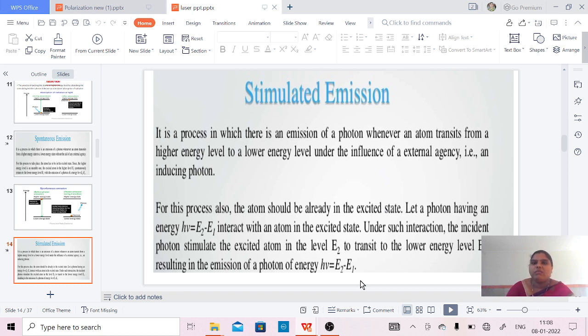In the spontaneous emission, what will happen? The atom going from excited state to ground state emits a photon of energy h nu whenever it comes to its ground state after its lifetime. But here in stimulated emission, we are forcibly, by applying external force, moving that atom from excited state to lower energy state, resulting in the emission of a photon of energy also h nu here.